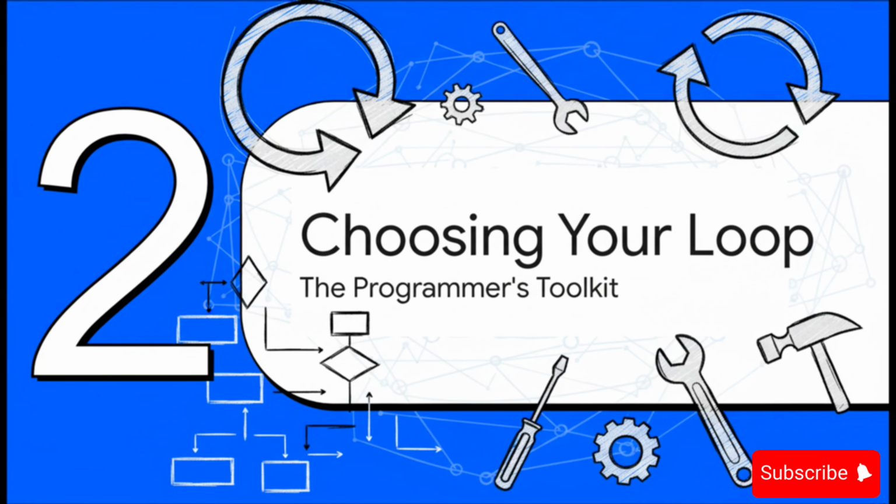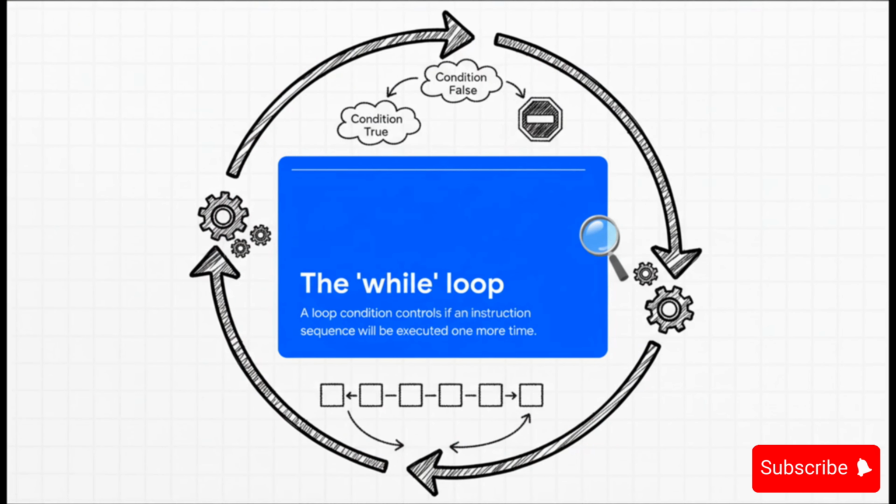See, it turns out there isn't just one type of loop. There are a few different tools in the toolbox, and knowing which one to grab for the right job is what it's all about. First up, we've got the while loop. This one's super common, and it works exactly like it sounds. It will repeat a chunk of code while, or as long as, some condition is true. The second that condition becomes false, bam, the loop stops cold.